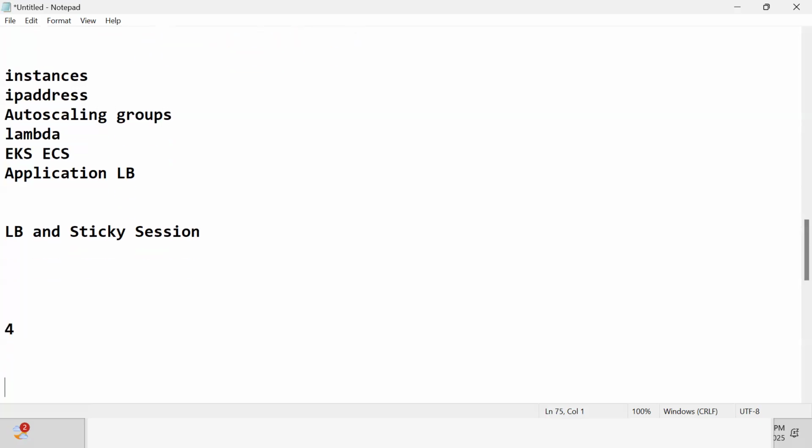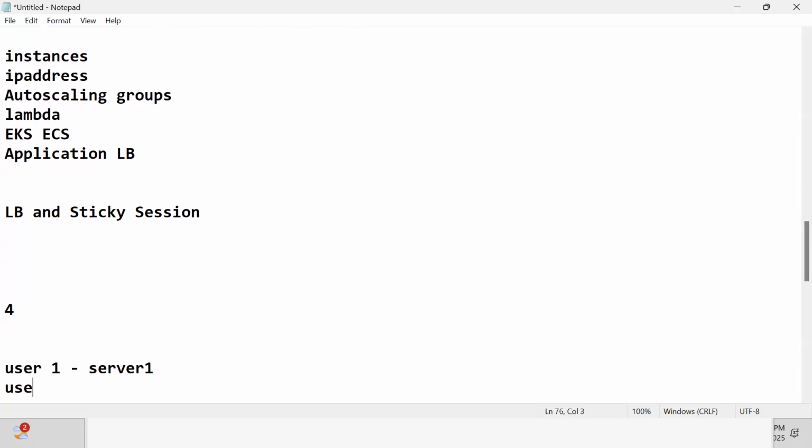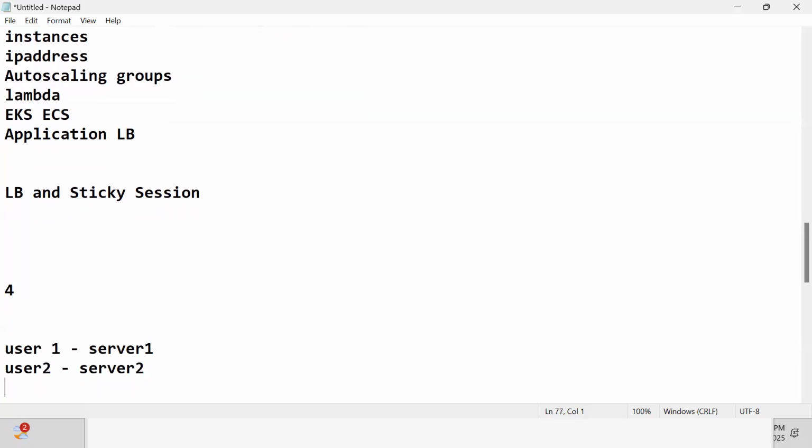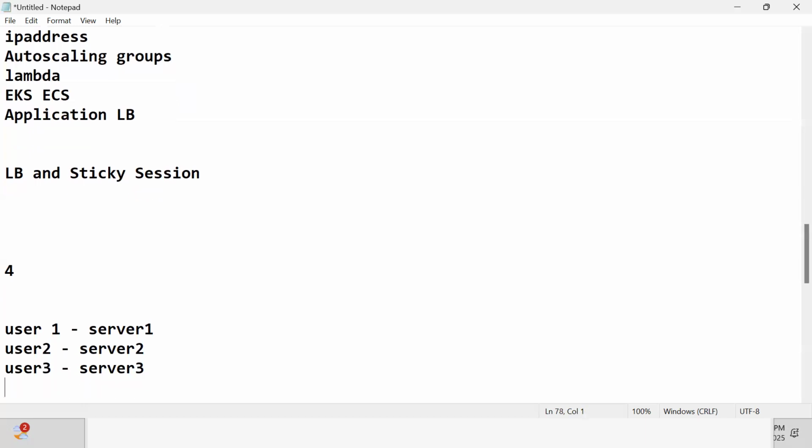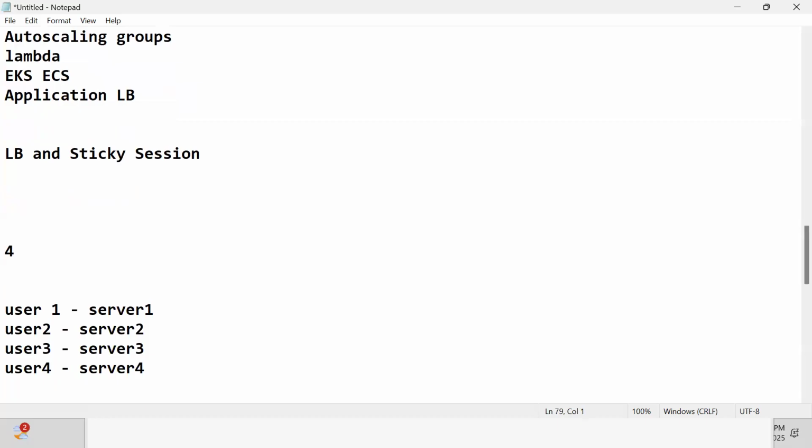That means I have 4 servers. Assume user 1 goes to instance 1, user 2 to instance 2, user 3 to instance 3, user 4 to instance 4. Then can you tell me, user 5?